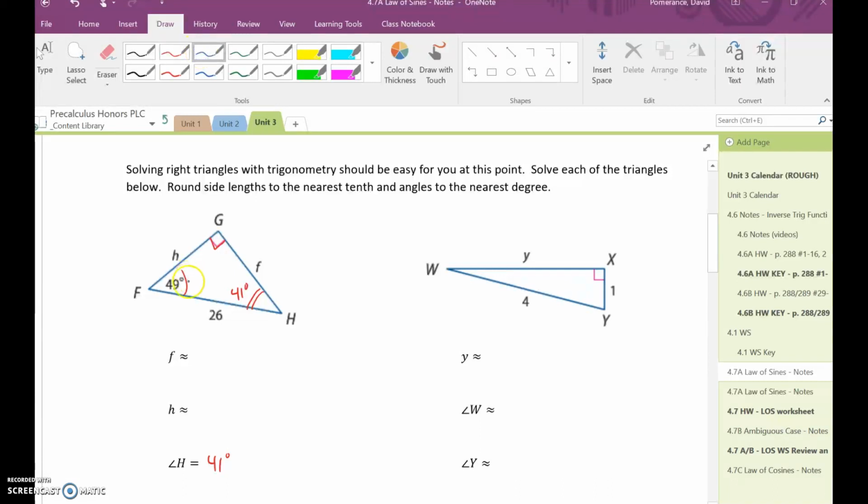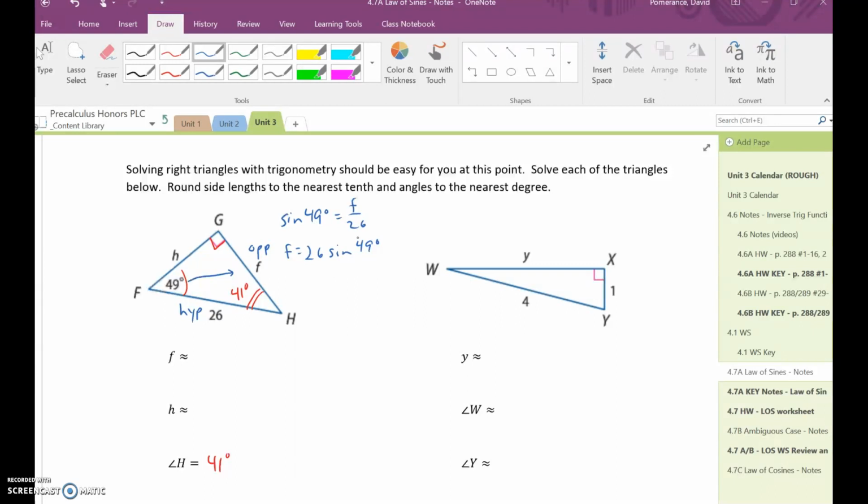For example, we know 49 is opposite the f, and the 26 is the hypotenuse. Then opposite over hypotenuse is the sine, so we'll take the sine of 49 degrees. And we know that that's equal to f over 26. So f equals 26 times the sine of 49 degrees. It says to round side lengths to the nearest tenth, so we pull out the calculator and we type it in. Make sure your calculator is in degrees mode because the 49 is measured in degrees.